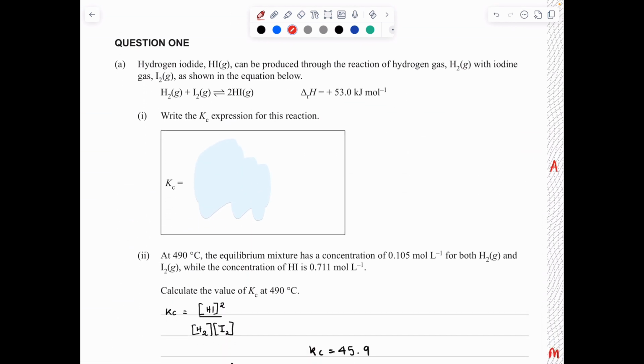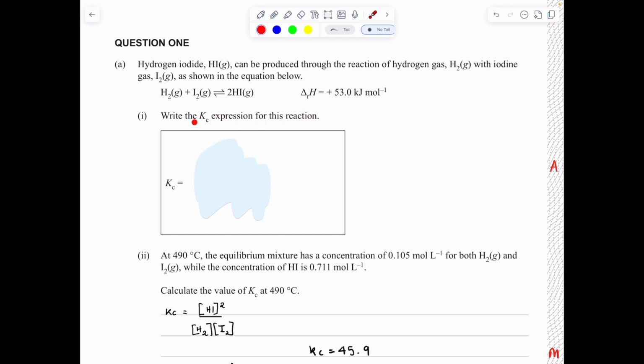Question 1, hydrogen iodide. Hydrogen iodide can be produced through the reaction of hydrogen gas with iodine gas, as shown in the equation below. Here's the equation, write the Kc expression for the reaction.